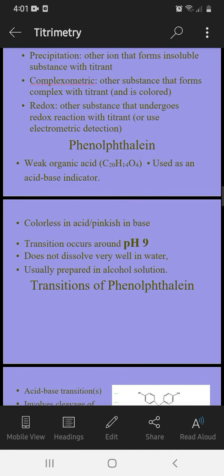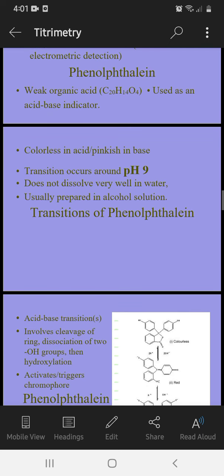Phenolphthalein, a weak organic acid, C20H14O4, is used as an acid-base indicator. Colorless in acid, pinkish in basic solution. The transition occurs around pH 9. It does not dissolve very well in water, so it is usually prepared in alcohol solution.